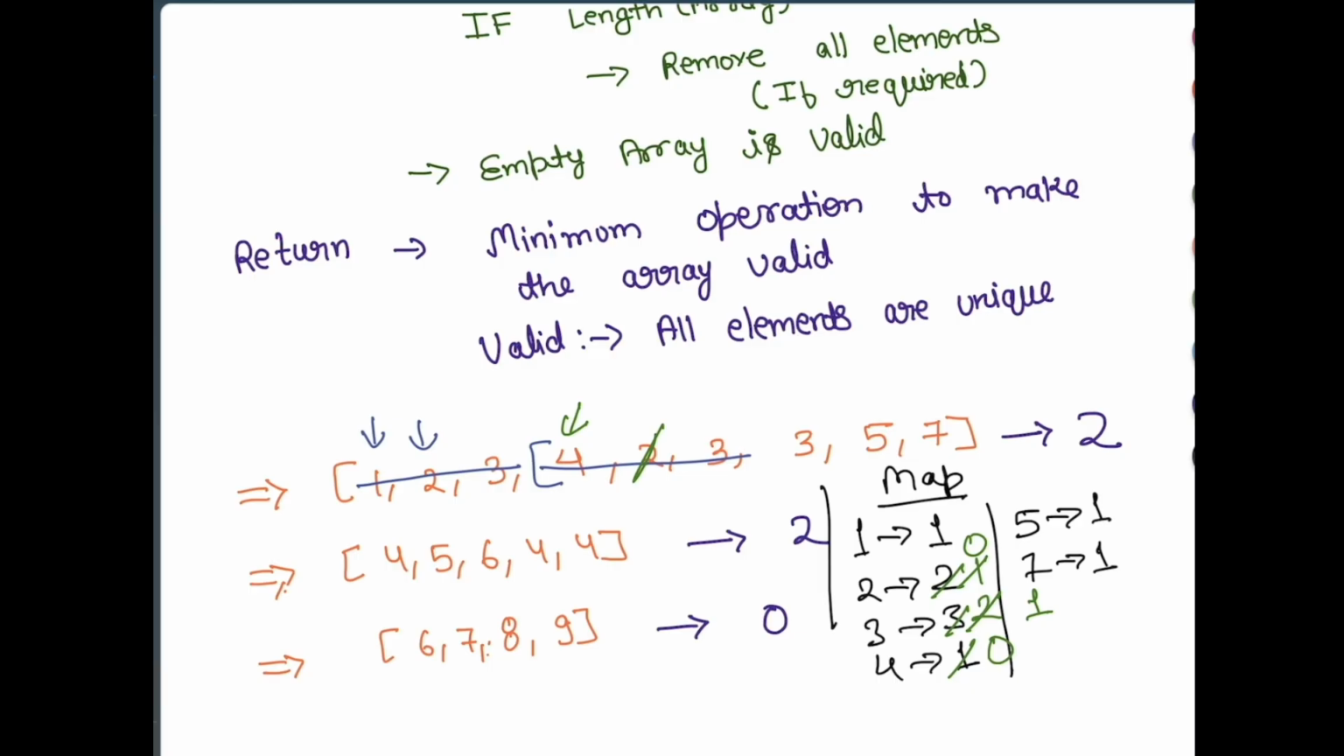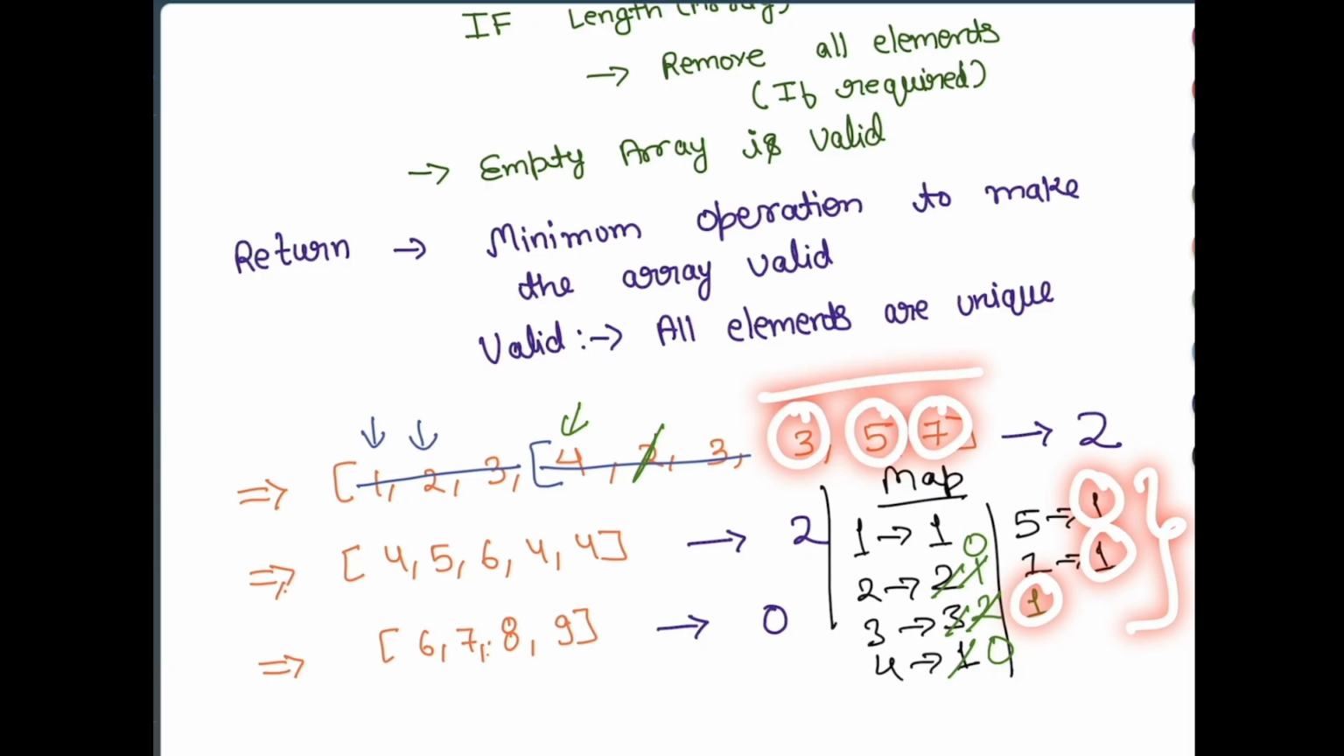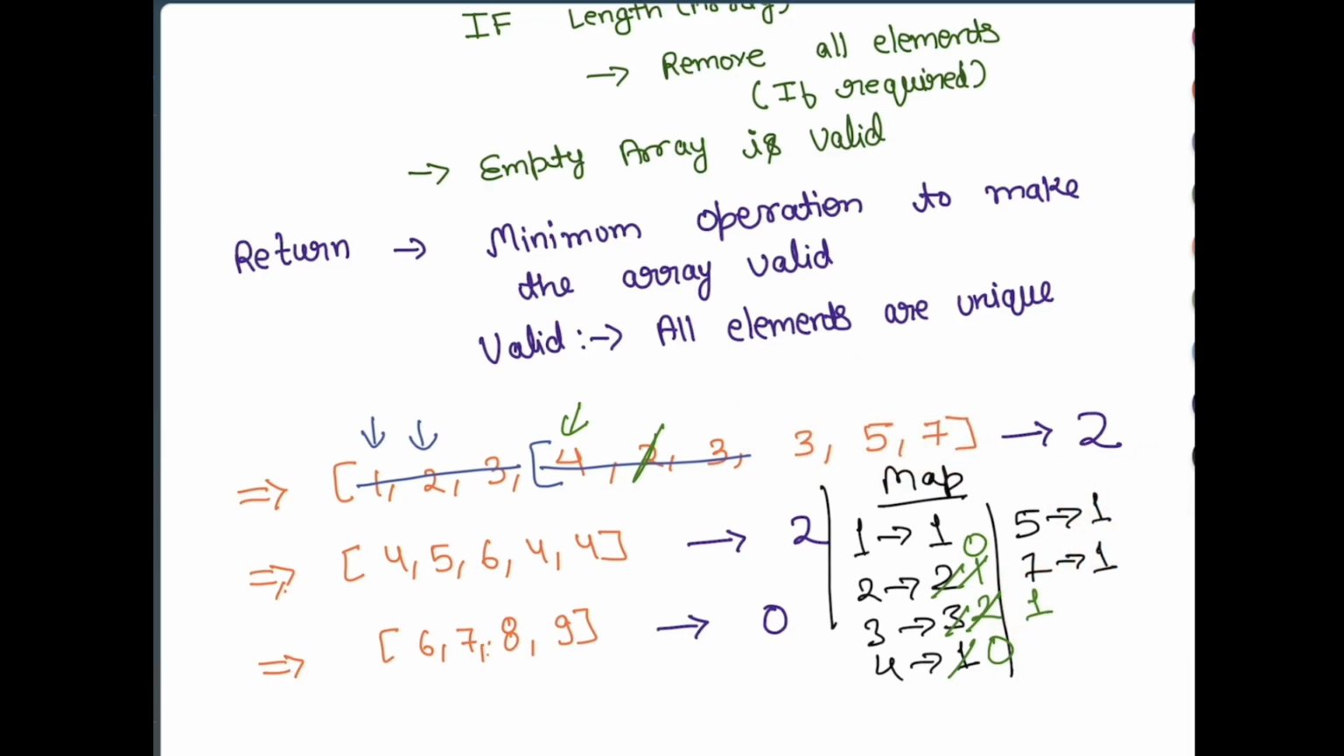And now if you see, when you encounter this 3, it is 1. When you encounter the 5, it is 1. When you encounter the 7, it is 1. So all these three elements are fine. Now we have a unique array. But we have to perform the operation two times, right? We have to remove the first three elements two times. So the output is 2. Similarly, you can perform the operation in this one and this one as well.